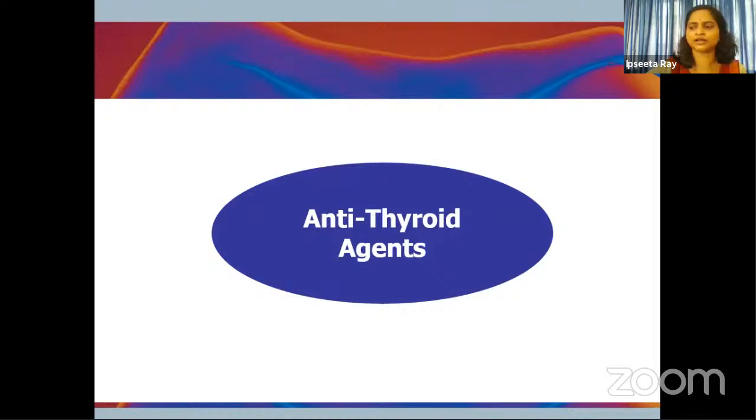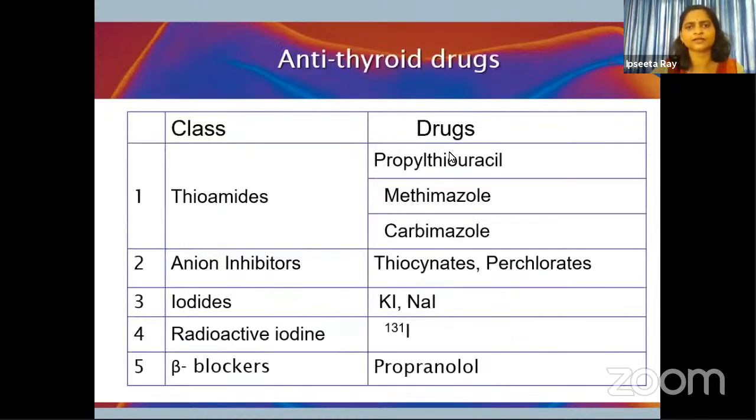Now the last topic under endocrine, we will quickly finish: anti-thyroid agents. This is the classification. The thioamides: propylthiouracil, methimazole, carbimazole. These are the conventional drugs. We also have anionic inhibitors, which have declined and are not used anymore. Iodides: Lugol's iodine, sodium and potassium iodide. We have radioactive iodine, I-131, and certain beta blockers like propranolol, which can inhibit the peripheral conversion of T4 into T3.